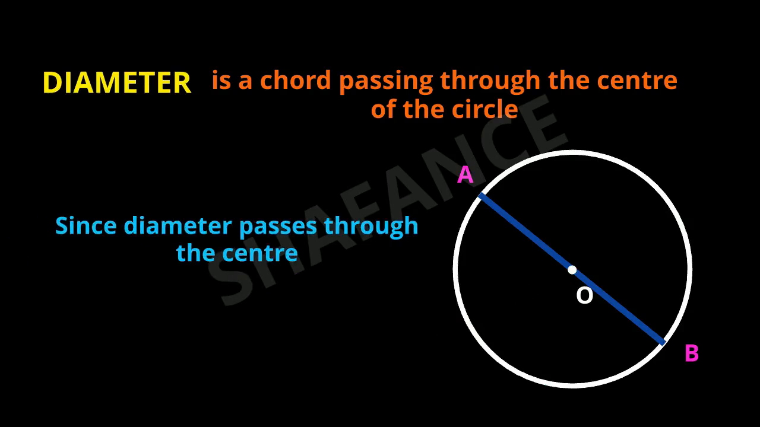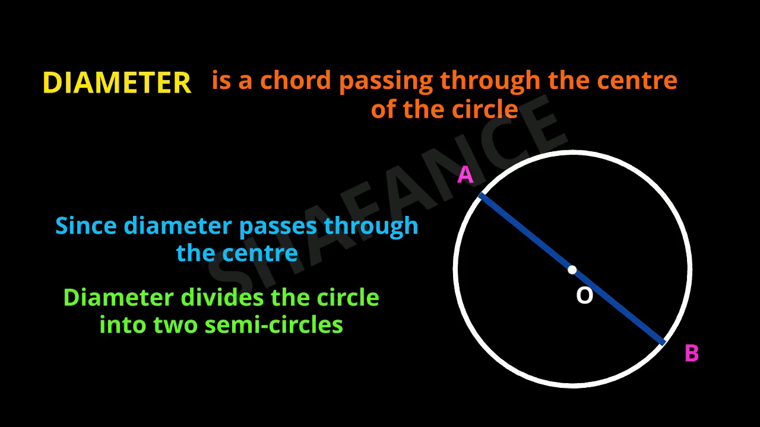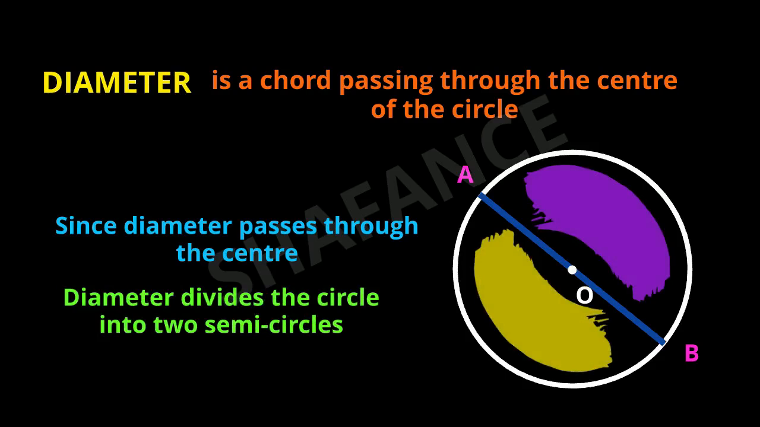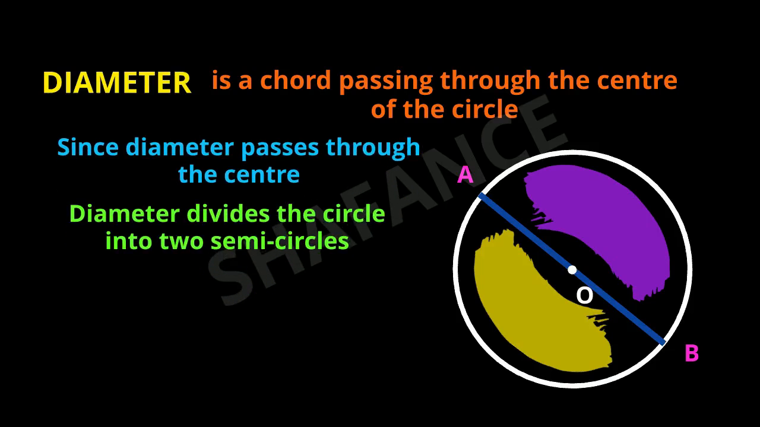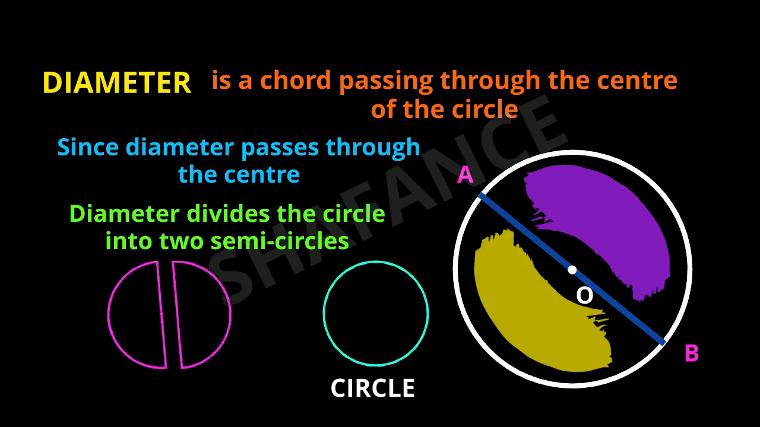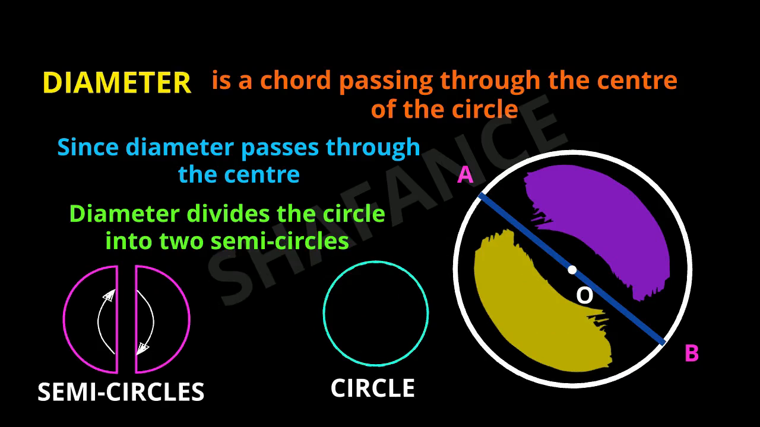Now, since the diameter passes through the center, it divides the circle into two equal halves, and both these halves are called semicircles. So the diameter divides the circle into two semicircles. We can see that a circle is a complete revolution, and these semicircles are 180 degrees. These are equal to half revolution.